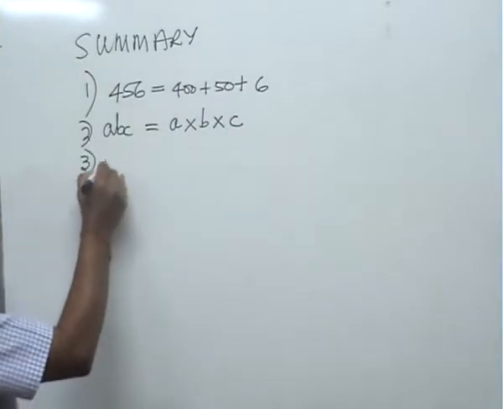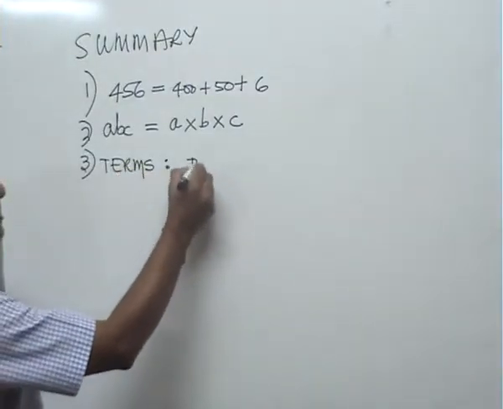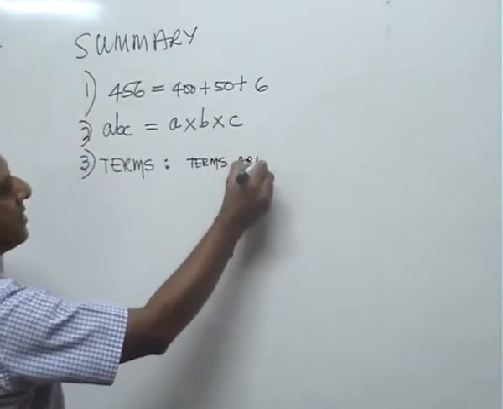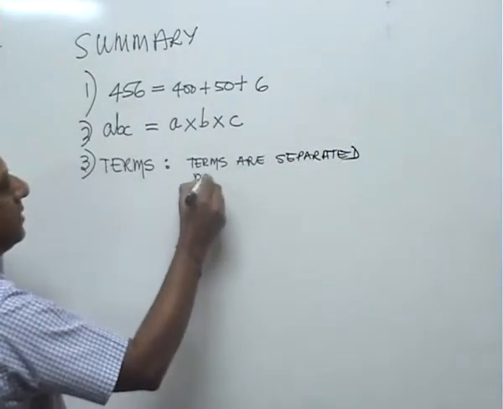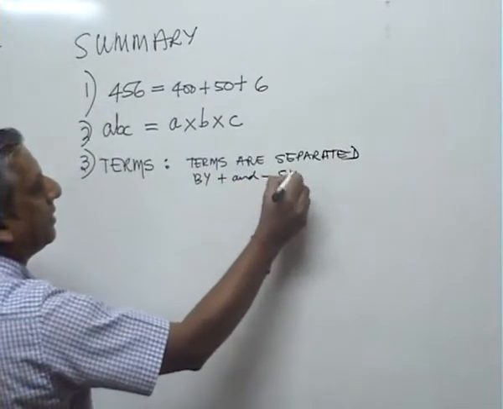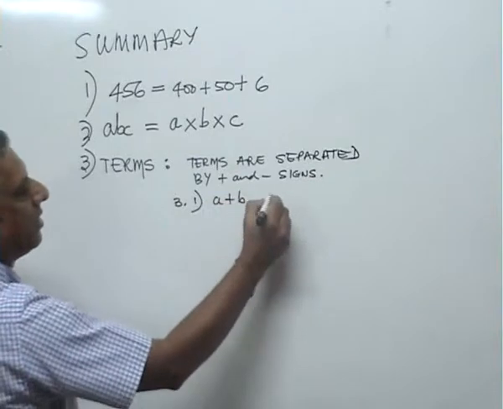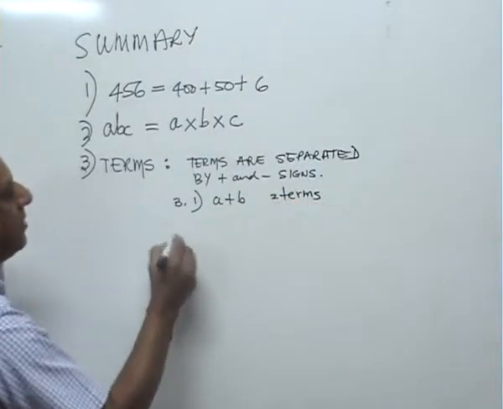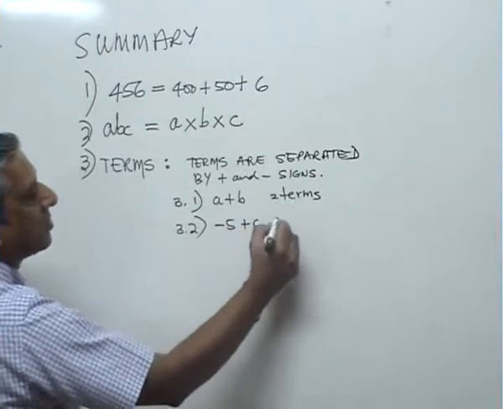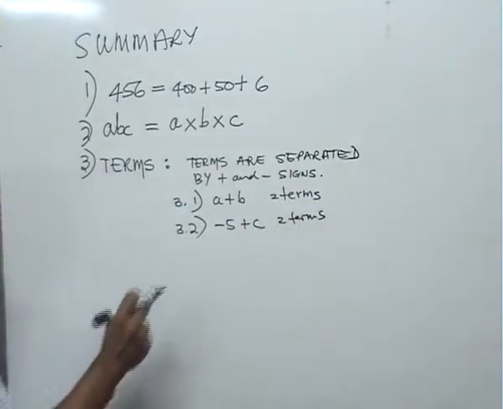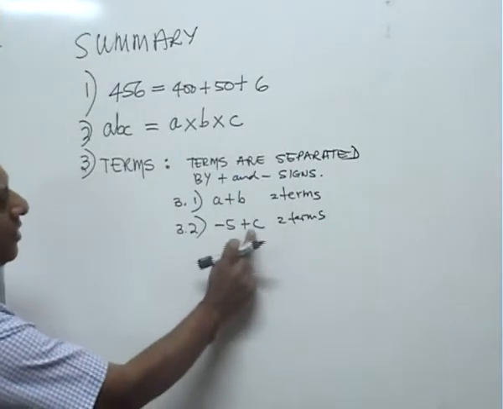Then we moved on to the next idea, which was terms. And you have to know that terms are separated by plus and minus signs. Therefore, an example would be A plus B, two terms, and minus 5 plus C is also two terms. Here the plus is understood, so it's plus A plus B, here it is minus 5 plus C.